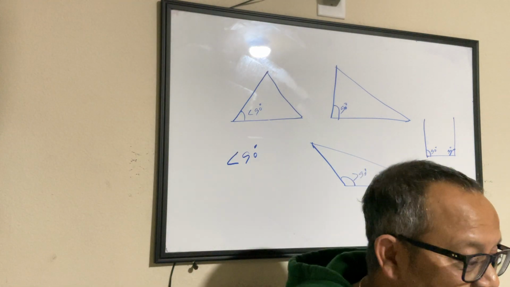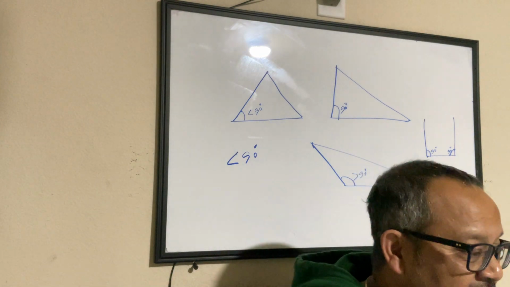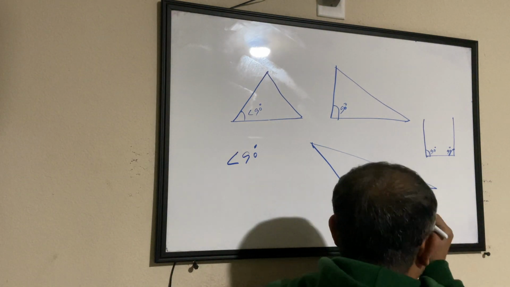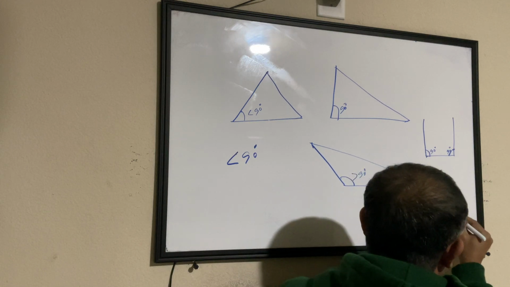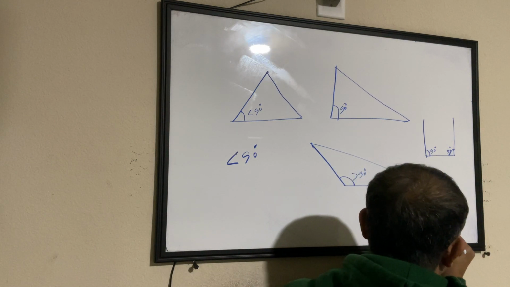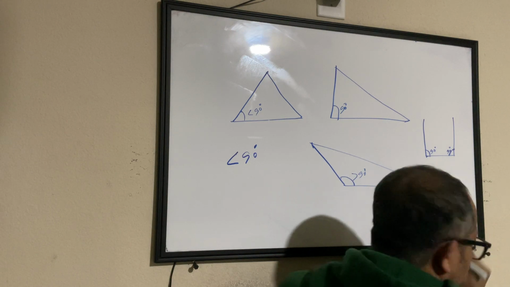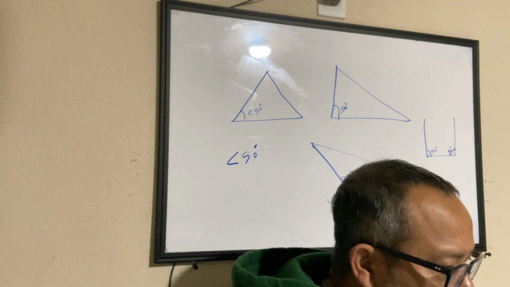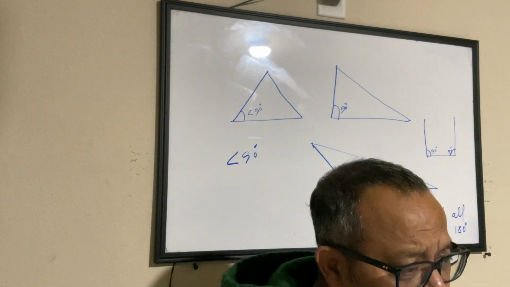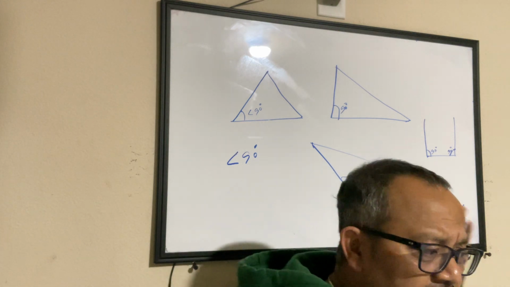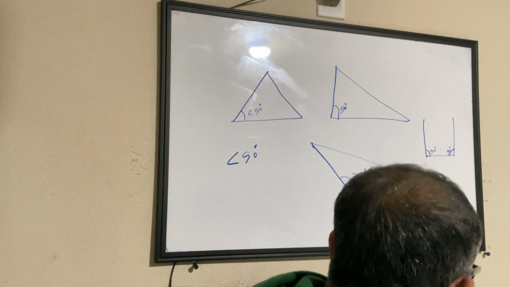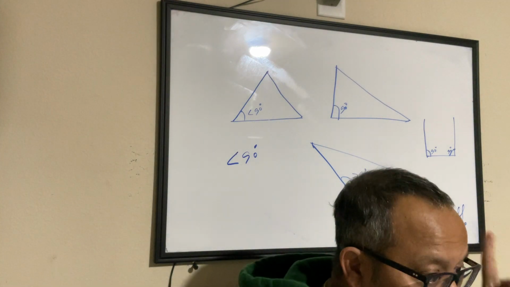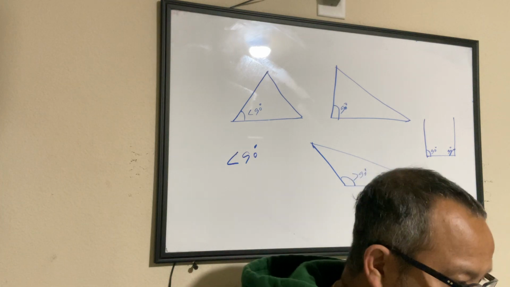Now, there is another mathematical way of looking at it. Each and every triangle in the world, the sum of all angles will be equal to 180 degrees only. Any triangle you pick up, regardless of whether it is equilateral, isosceles, scalene, acute angle, obtuse angle, or right angle triangle, the sum of all angles will have to be 180 degrees only. It cannot be 179, it cannot be 181 either.